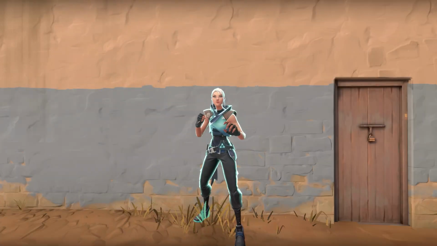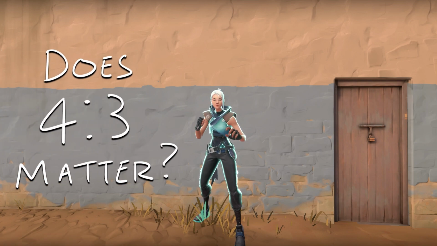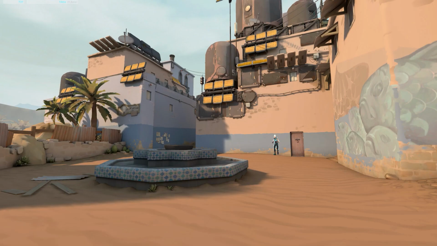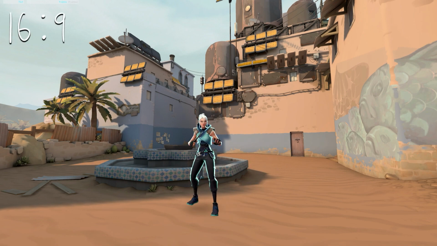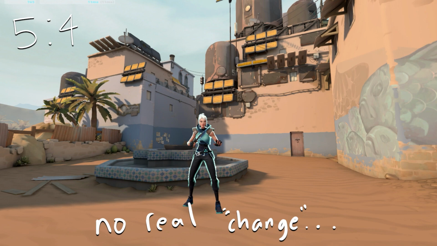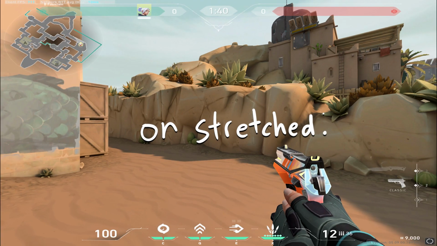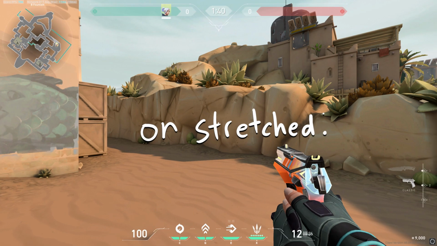Back to Valorant. Let's see if playing on 4:3 yields the same benefits in Valorant as it does in CSGO. Right off the bat, we can see that the player model actually doesn't change at all. Despite playing on 4:3, the models don't actually become wider and they end up retaining their 16:9 proportions. The only thing that does change is the HUD, so no real advantage here.